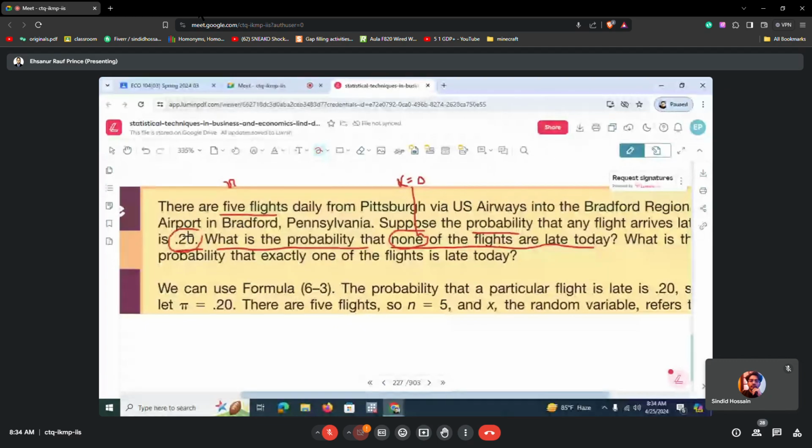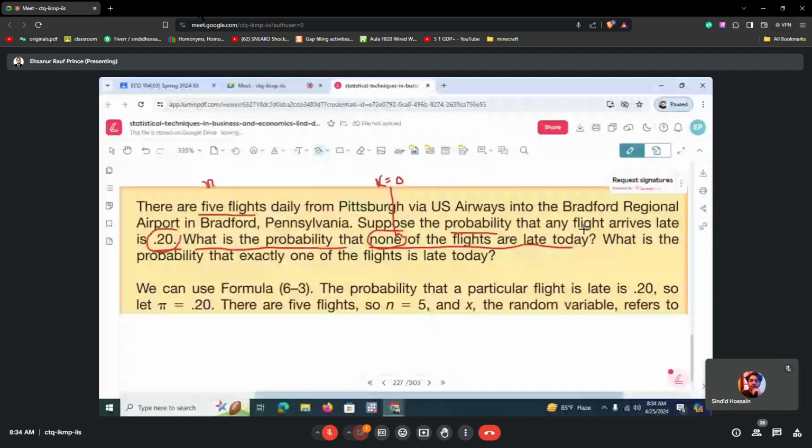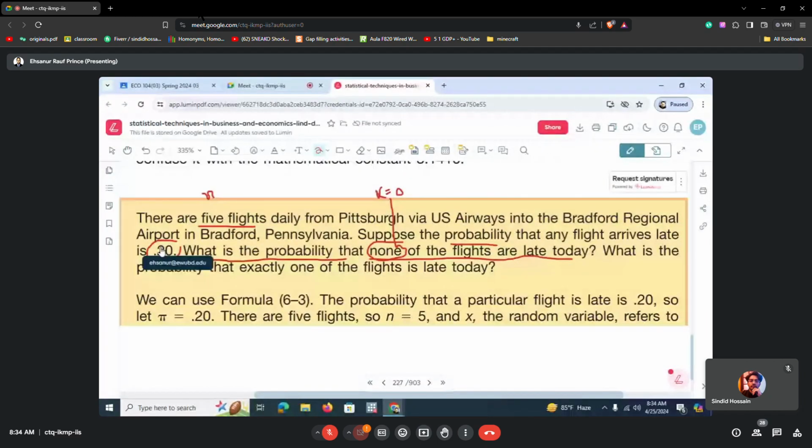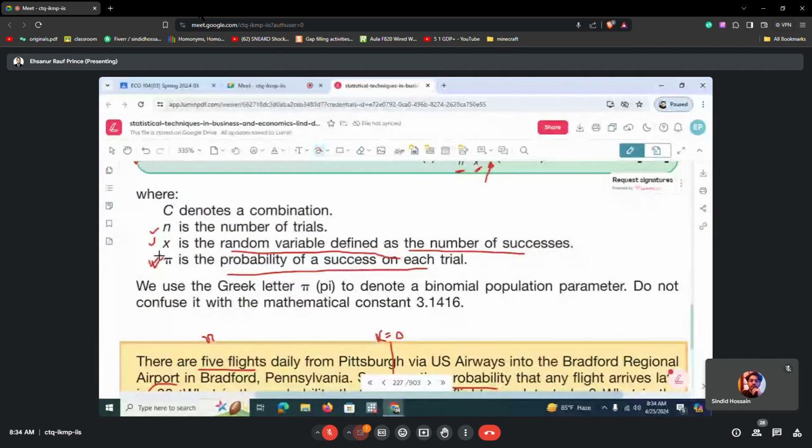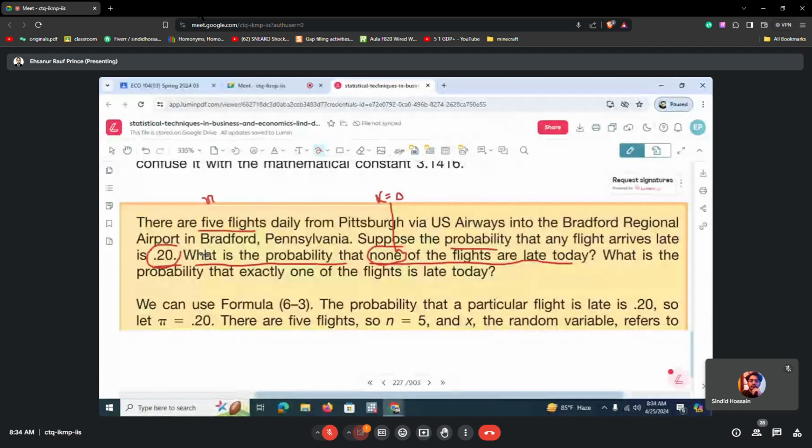কেন এটাকে আমরা পাই ধরলাম? Suppose the probability that any flight arrives late is 0.20. So that is success. And success's probability is what? 0.20. দেখি তো আমরা এখানে কি লিখলাম, এই যে দেখো, pi is what? The probability of a success on each trial. Here the success is what? Here the success is the flights arriving late. ব্যাপারটা কি ধরতে পারছো? বুঝতে পারছো পুরোটা?